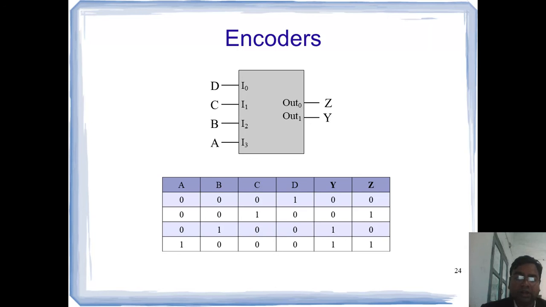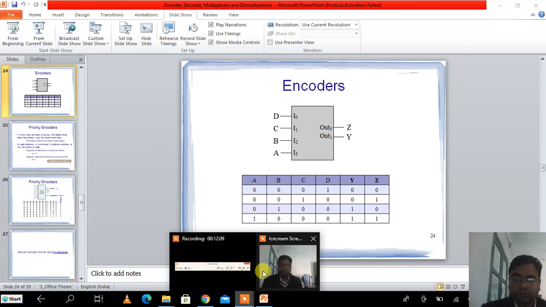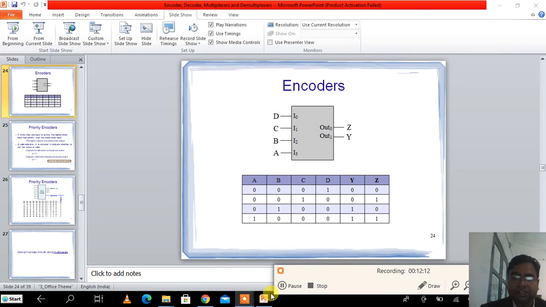So these are the decoder, encoder, demultiplexer and multiplexer, which we have learned in this series. These four are very important combinational circuits. In the next lecture we will discuss sequential circuits.